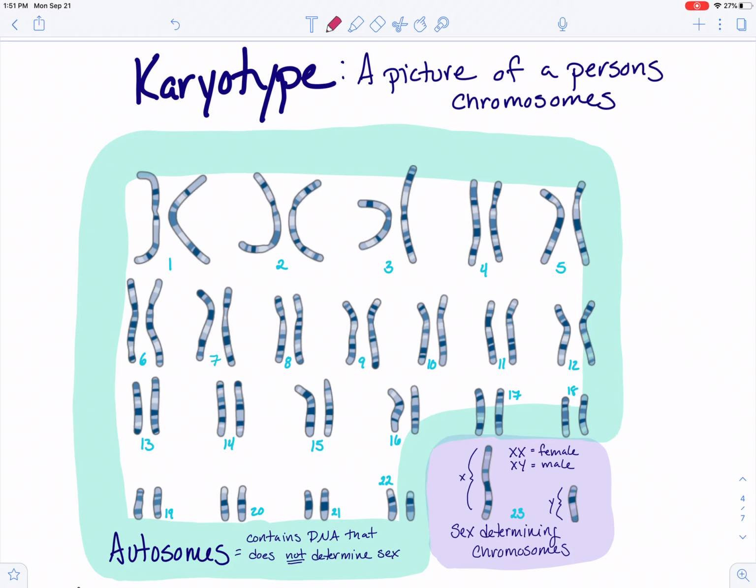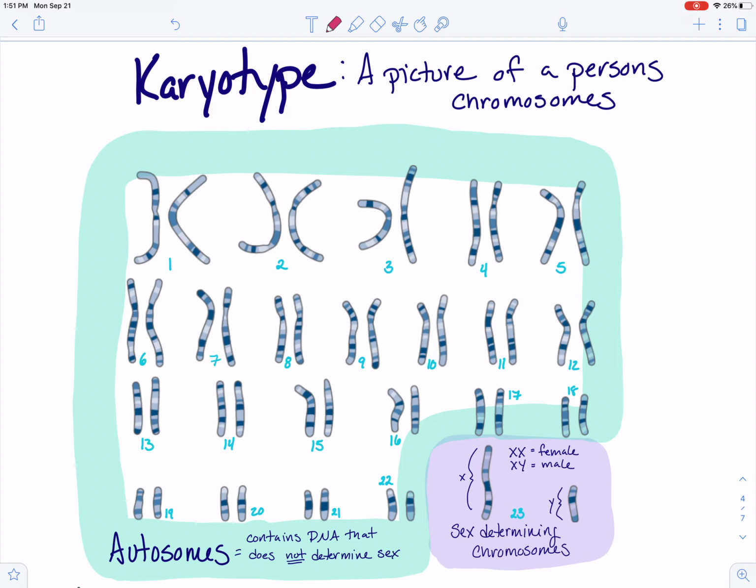So now that we've gone over a broad overview of what DNA is, I want to talk a little bit about how we inherit particular traits. So the first thing we're going to look at is our karyotype. Our karyotype is a picture of a person's chromosomes.